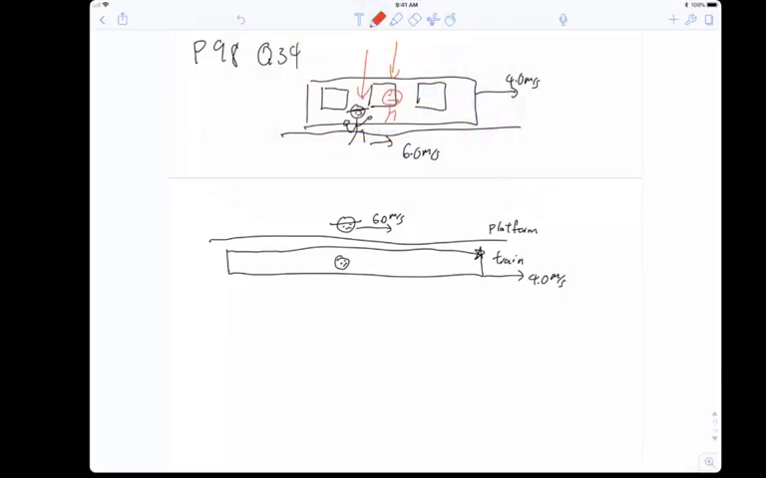In this diagram, how fast does the woman need to go relative to the platform? The woman needs to go 6.0 meters per second relative to the platform. Okay? That's the idea. That's the premise of this question. So here's the thing about the woman: she doesn't walk relative to the platform. She's not pushing off the platform. She's pushing off the floor of the train.